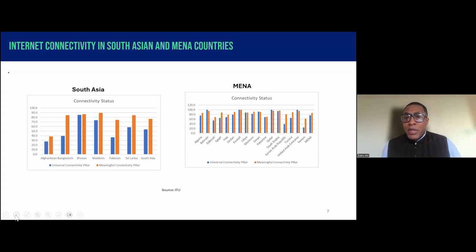And when we look into countries in MENA, we see that the numbers are even lower than that, because for universal connectivity it's really below 80%, and meaningful connectivity is right above. But the reality is that across the countries there is great variability, because for a country like Yemen, or even Djibouti, for example, you see that the level of connectivity is quite low.